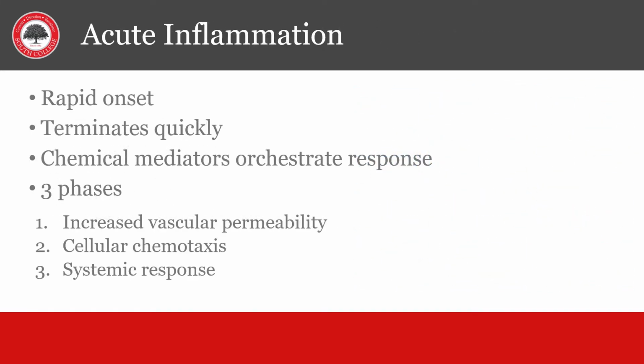Acute inflammation is the most common. It happens to all of us. Just hit your knee against a table by accident or get an infected hair follicle, and there it is. The 3 phases of acute inflammation are increased vascular permeability, cellular chemotaxis, and systemic response.